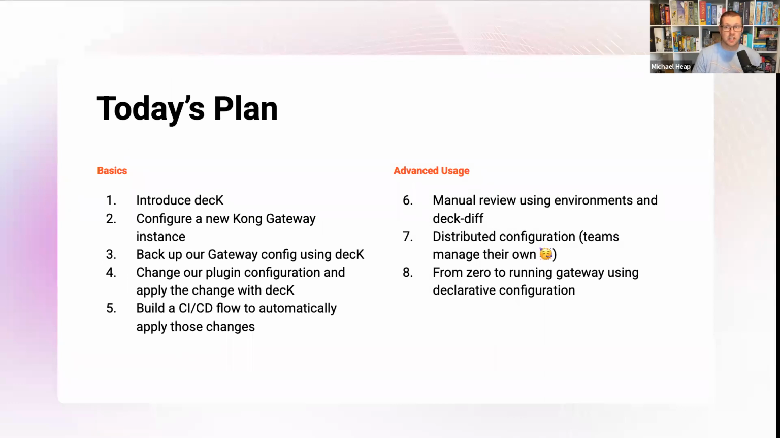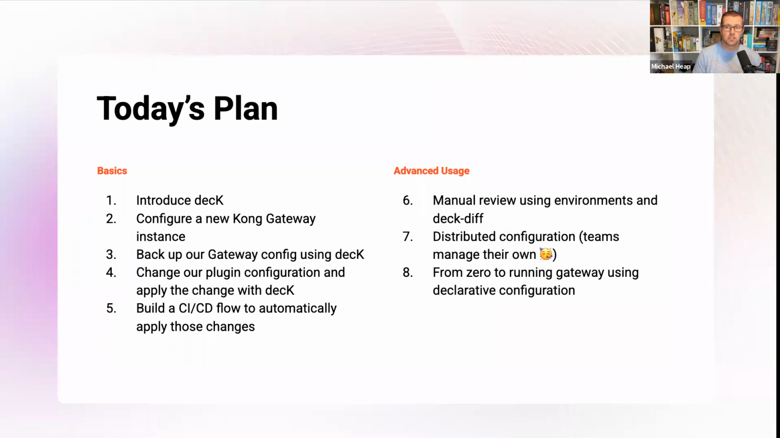Today, we're going to take a look at how decK and GitHub Actions can save you from breaking production. We'll introduce decK, use it to back up our gateway instance configuration, make a change to that config file, and then apply that back to our gateway using decK, first manually and then through a GitHub Actions workflow.